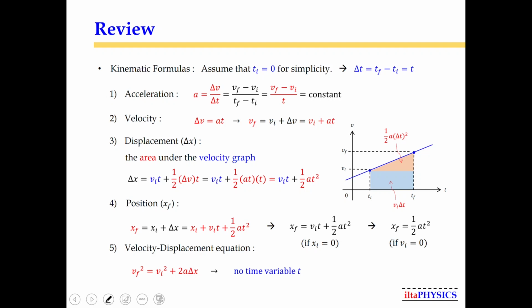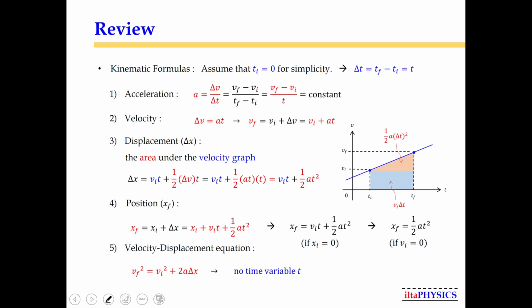Now let us summarize the kinematic equations, which are the mathematical tools we use to calculate velocity, displacement, and position. At first glance, these equations may look complicated, but actually, you already know everything about them. We are just rewriting the same ideas in math form. To make things easier, we usually assume the motion starts at time t equals 0. That way, all time intervals can just be written as t.